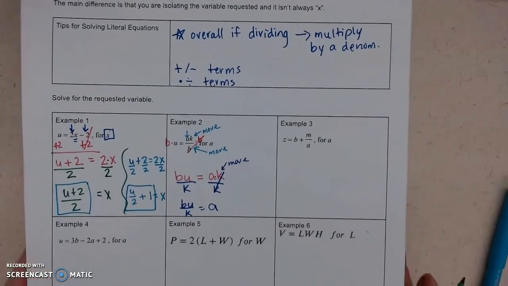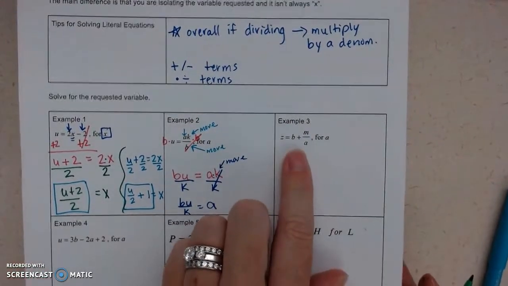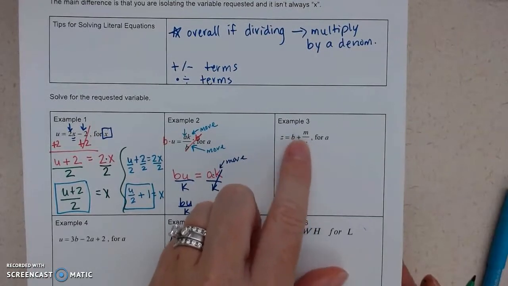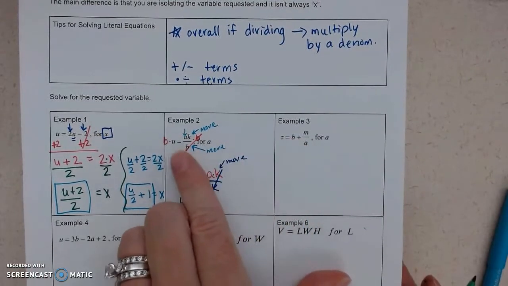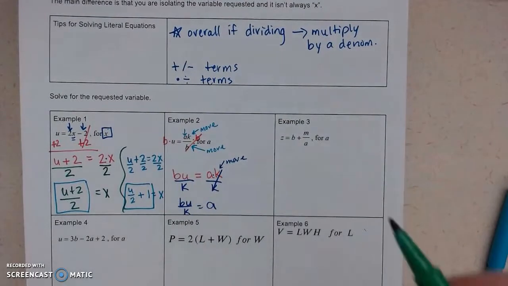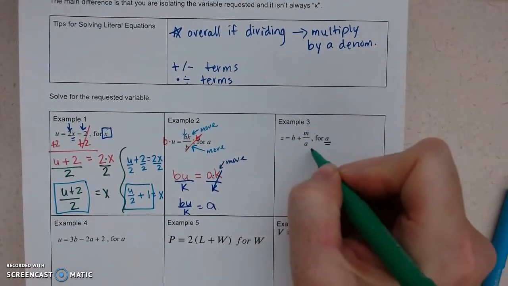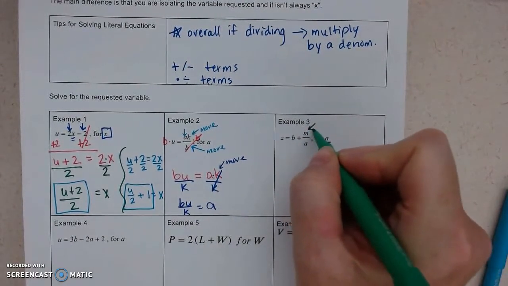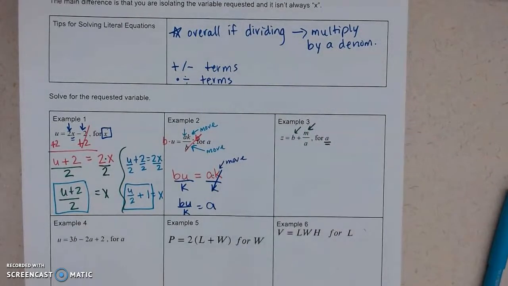All right, let's look at example 3. We do have division, but the whole right side is not being divided. So that is going to be different than example 2. So what's our goal? We want to get a alone. So I'm going to have to move the m and move the b.